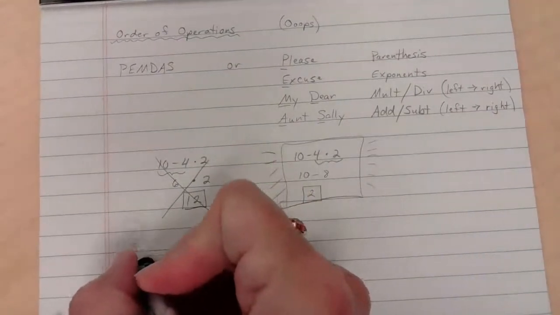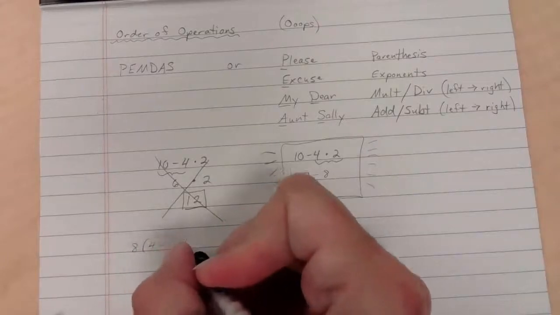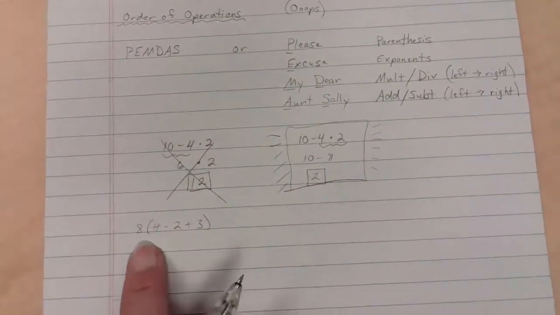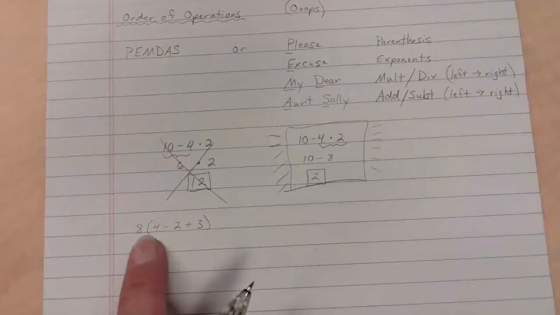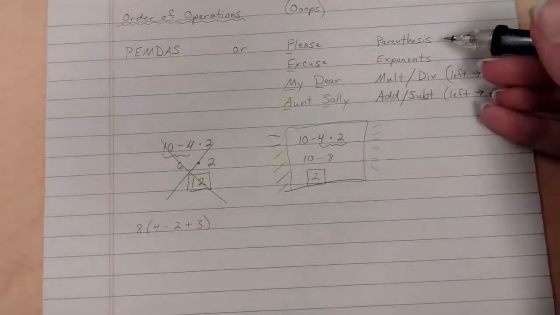I'm going to have 8 times, parentheses, 4 minus 2 plus 3. All right. Again, I don't see any sign between the 8 and the parentheses. That's another way to write multiplication. So it's 8 times this amount. Where do I begin? Does it matter? Yes, absolutely it does. So what's first?